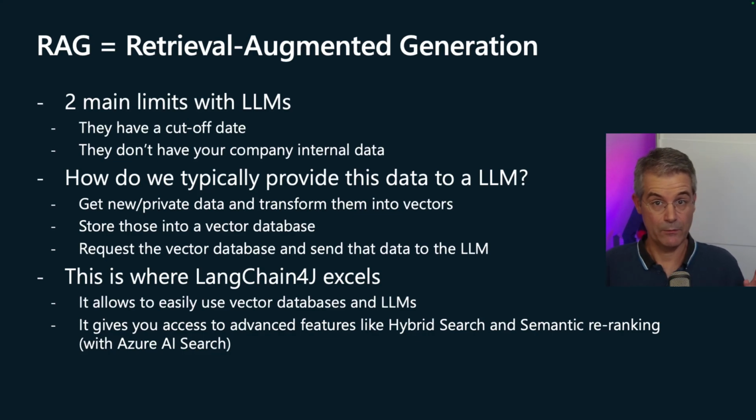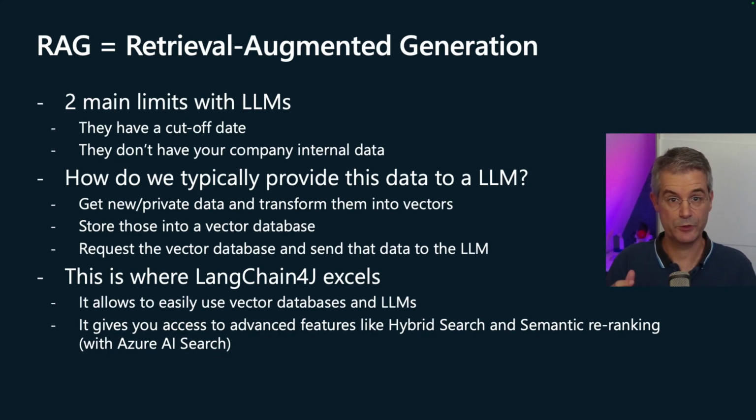So what is RAG? What are we going to do? RAG is Retrieval-Augmented Generation. The goal is to fix two of the main limits with LLMs when you do generative AI. The first issue is that they have a cutoff date. They were trained like 2 years ago, so they don't know what happened last week. And they also are trained on public data, so they don't know internal company data. So if you ask them, what's the refund policy in my company that was published last week, it has absolutely no idea, and it will just hallucinate and make up some stuff.